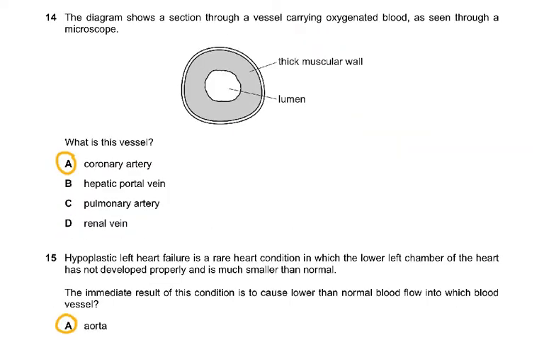Question 14. The diagram shows a section through a vessel carrying oxygenated blood as seen through a microscope. So it's a thick muscular wall and it's got a small lumen. That's all you can see. What is this vessel?